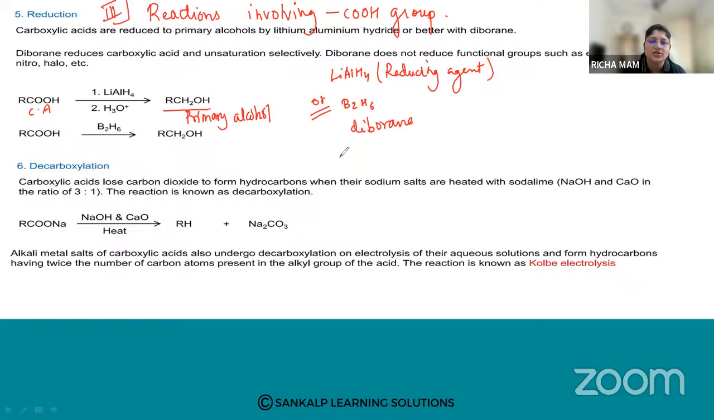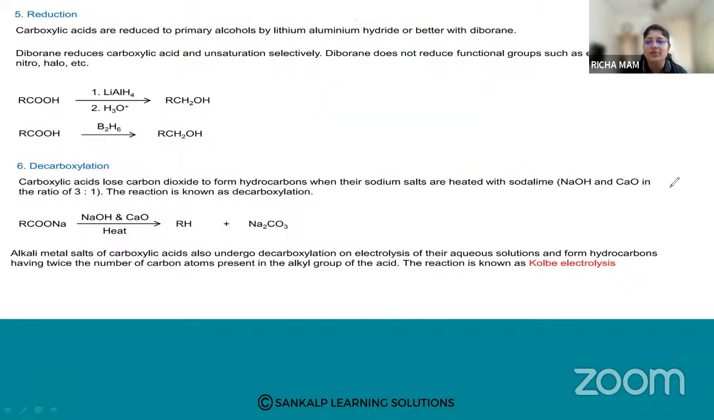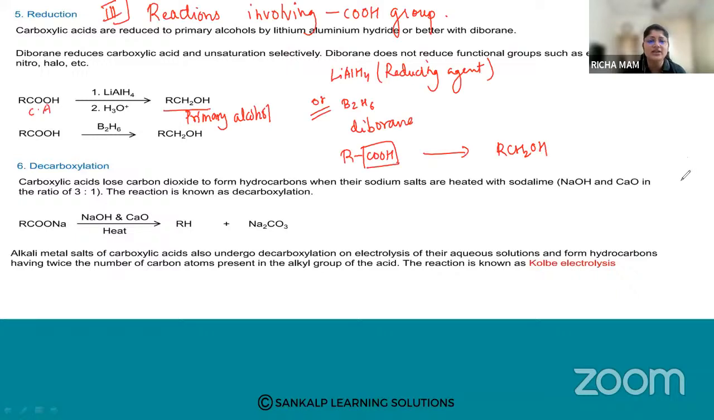So upon reduction, what is happening here? COOH group is converted into RCH2OH. There is a change in your functional group. From your carboxylic group, you are going to get an alcohol group. So this is about your reduction part. If I give you an example, let me take acetic acid. Acetic acid reacted with lithium aluminum hydride, in the presence of ether as a solvent and further hydrolysis, what you are going to get? You are going to get CH3CH2OH.